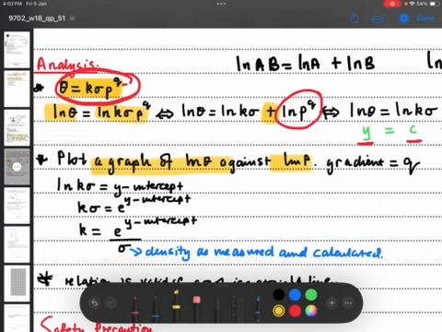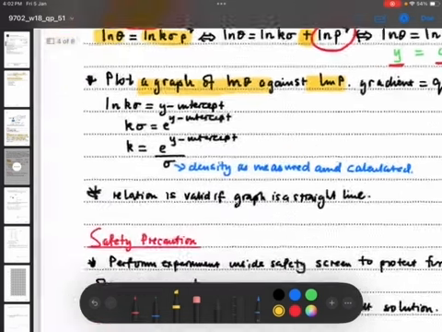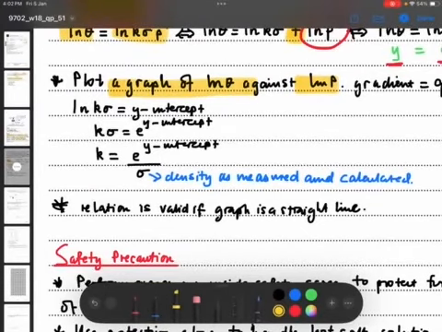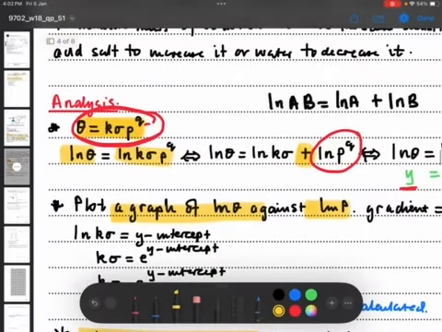You see, after saying plot such a graph, in as much as I then did what I did below the run, I then come and say the relationship is valid if the graph is a straight line. So in other words, we are saying that the relationship between theta and p follows that equation which says theta is equal to k sigma p to the power of q.